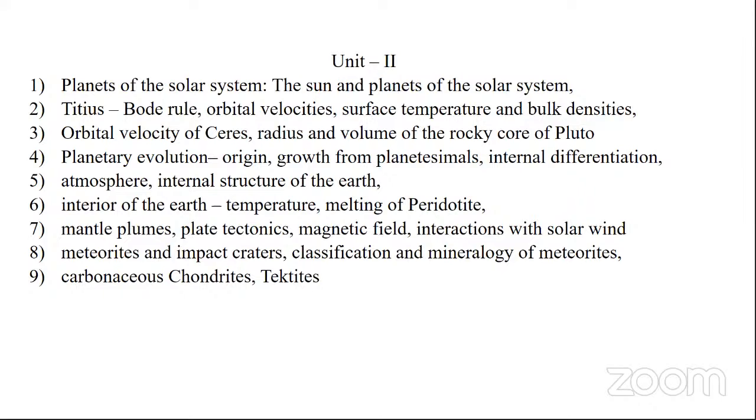One can estimate the orbital velocity of the planets which are revolving around the sun, and surface temperature and bulk densities of planets. Some physical parameters: how that temperature can vary, what must be the value of the temperature, how they are estimated, how the density varies, and how the orbital velocity of the Ceres system can go, particularly the radius and volume of the rocky core, how it will go for Pluto.